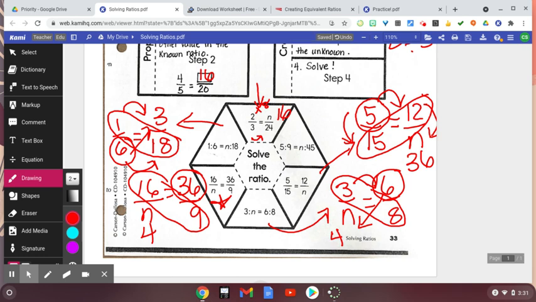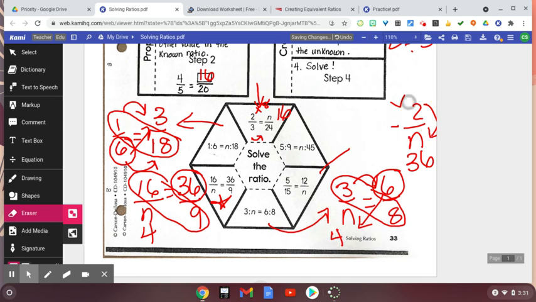Okay. Let me erase a little bit of this over here as well, so that way you guys can see. It's just taking a little bit longer. Sorry. Here, come on. Okay.